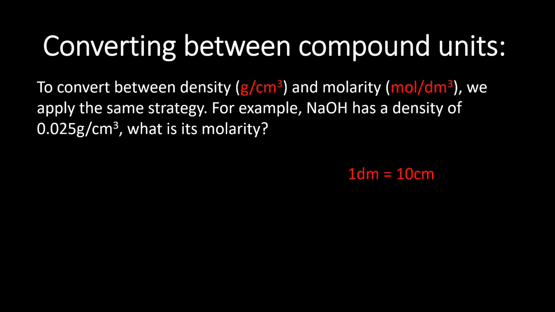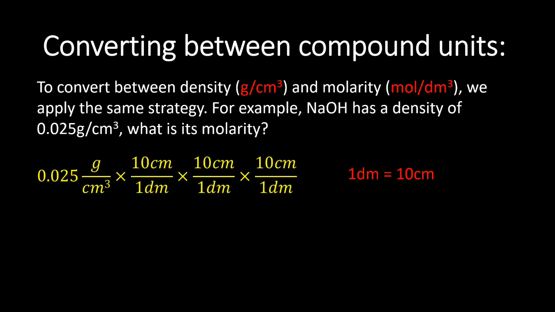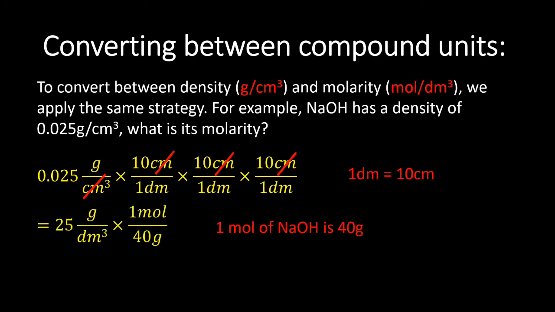First, 1 dm is 10 cm. So we will convert centimeter cube into dm cube. Next, we'll use the fact that 1 mole of NaOH is 40 gram to convert gram into mole. In the end, we'll see that the molarity is 0.625 mole per dm cube.